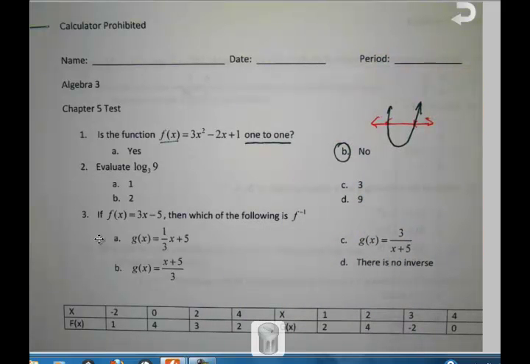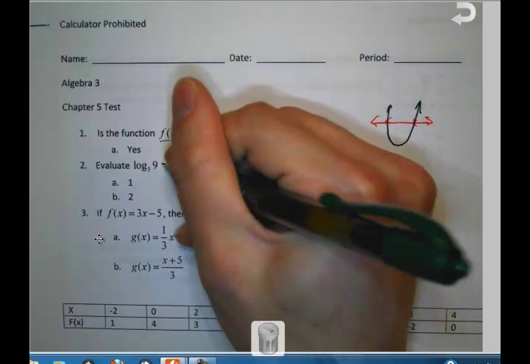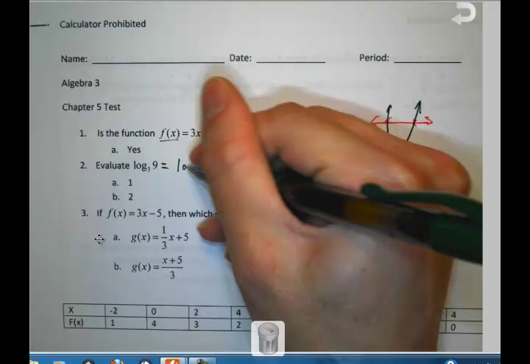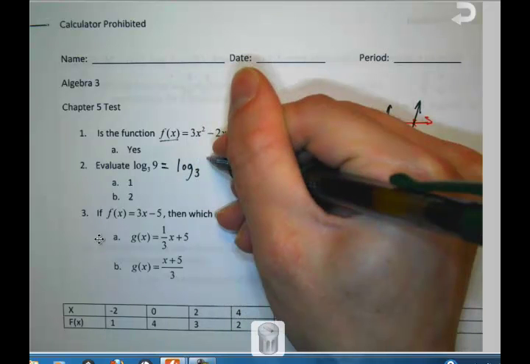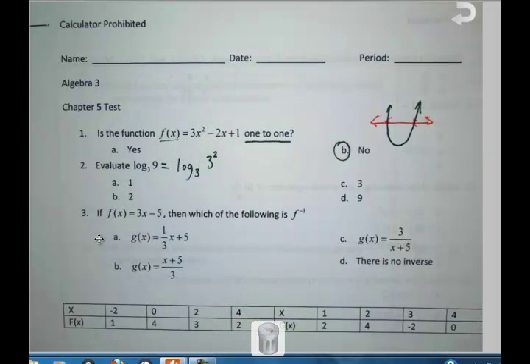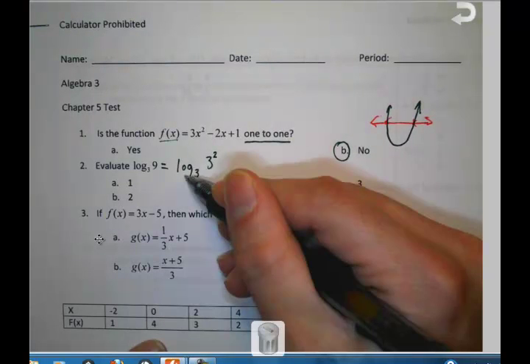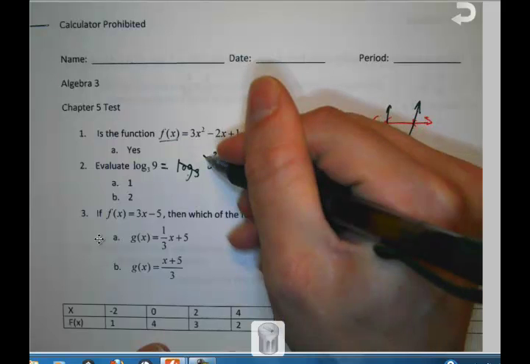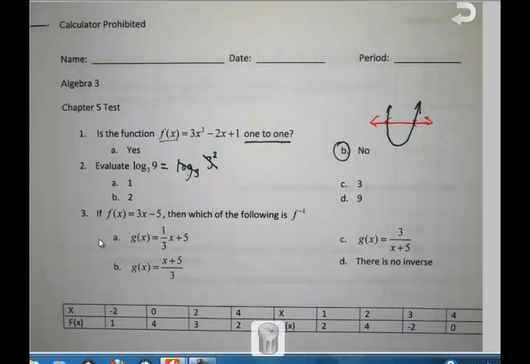Number 2, evaluate log base 3 of 9. Do you recognize that you are being asked to find log base 3 of 3 squared? Simple arithmetic tells you that 9 is 3 squared. Log cancels base, and base cancels log. Thus, the only thing that remains is 2.